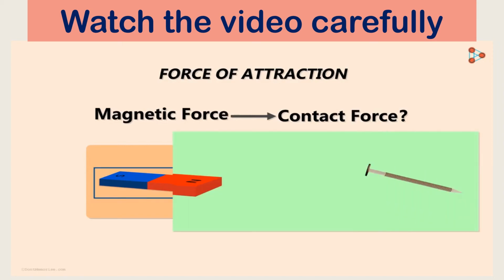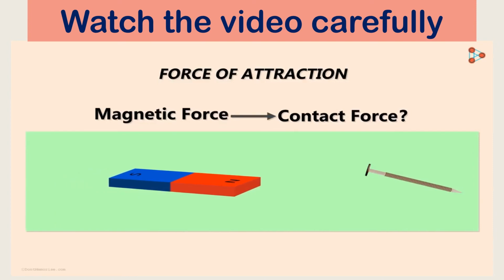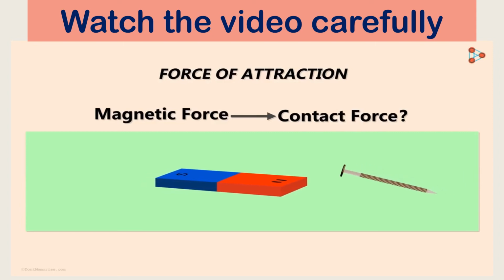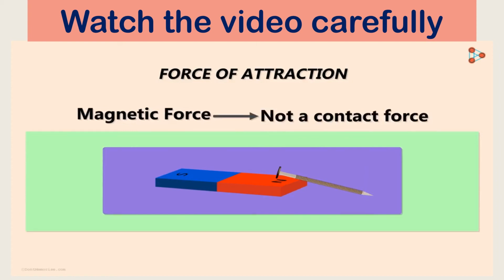Let's look at the animation in slow motion. We are moving the magnet towards the nail. And at this point, the nail also begins to move towards the magnet. It means the force came into action even when there was no contact between the magnet and the nail. Hence, we can say that a magnetic force is not a contact force. Contact is not necessary for the magnetic force to work on the nail.